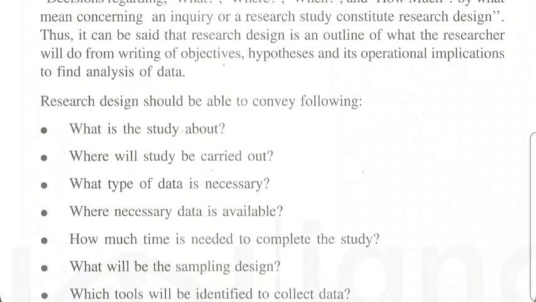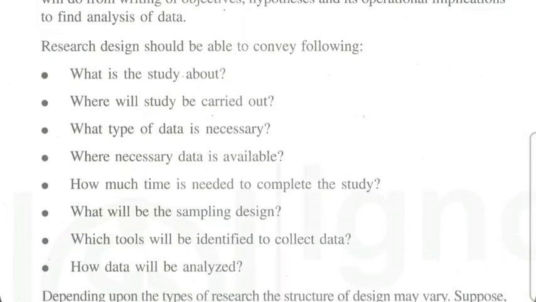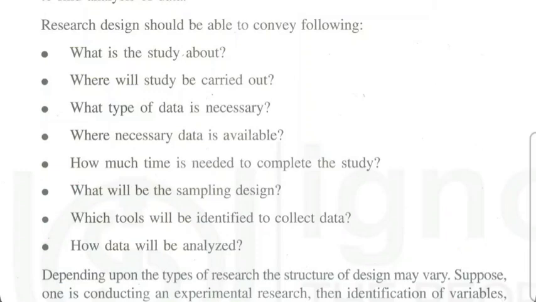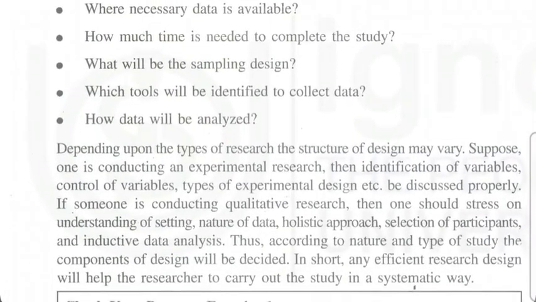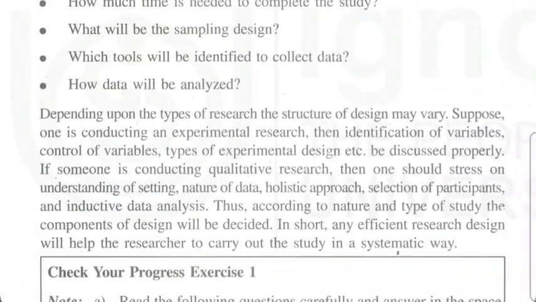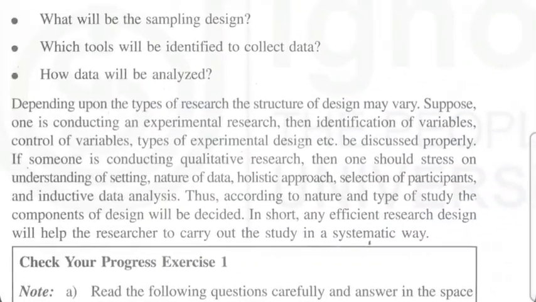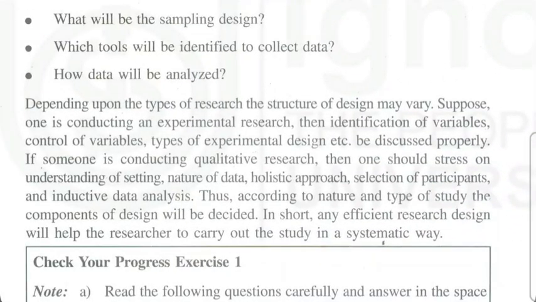Research design should be able to convey the following. What is the study about? Where will the study be carried out? What type of data is necessary? Where is the necessary data available? How much time is needed to complete the study? What will be the sampling design? Which tools will be identified to collect data? How will the data be analyzed?